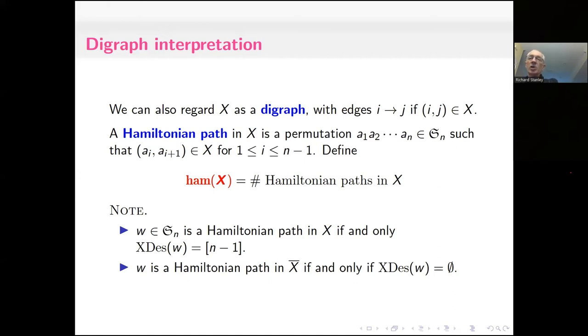So there's some research that's been done, coming to a couple of results connected with Hamiltonian paths, with a connection between Hamiltonian paths and the digraph X and its complement. And we can see here that this lifts up to the automorphism omega on symmetric functions.